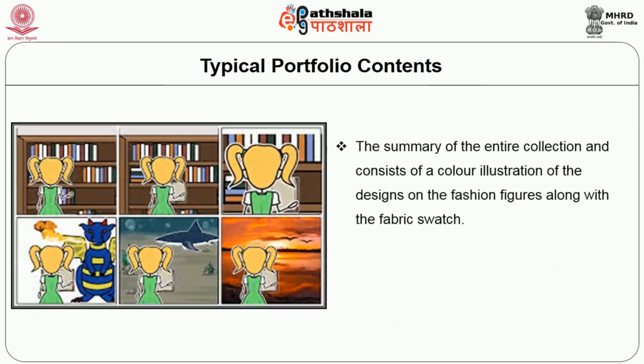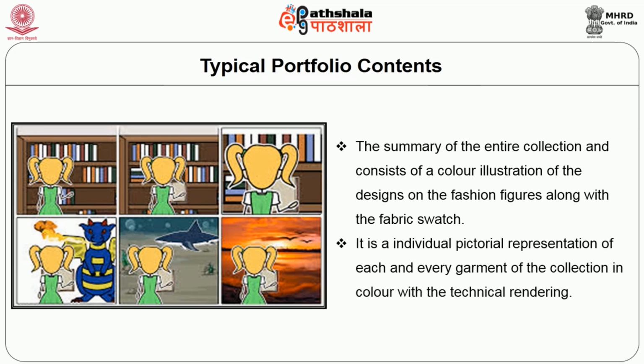The next is the last board, which is the final design or storyboard. It is a summary of the entire collection and consists of the color illustration of the designs on the fashion figures along with the fabric swatches. It is the individual pictorial representation of each and every garment of the collection in color with the technical rendering.